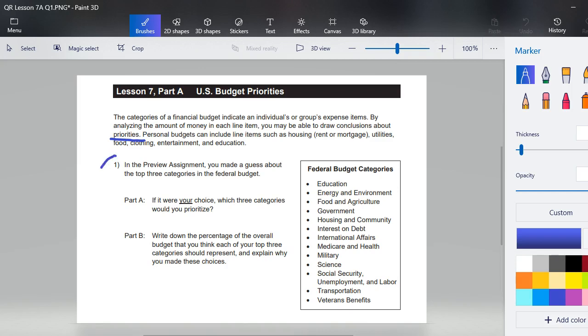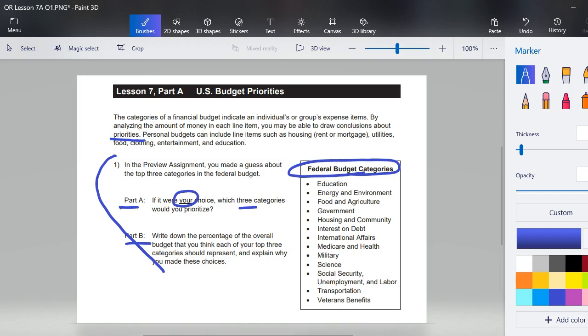In the previous assignment, you made a guess about the top three categories in the federal budget. Right after I read A and B, you need to hit pause and write these things down. Because if it were your choice, which three categories of all of these federal budget categories would you prioritize?